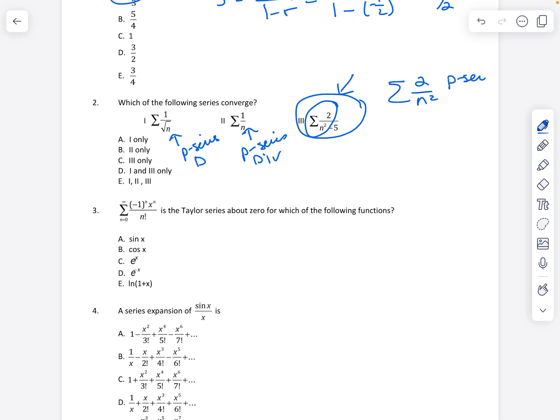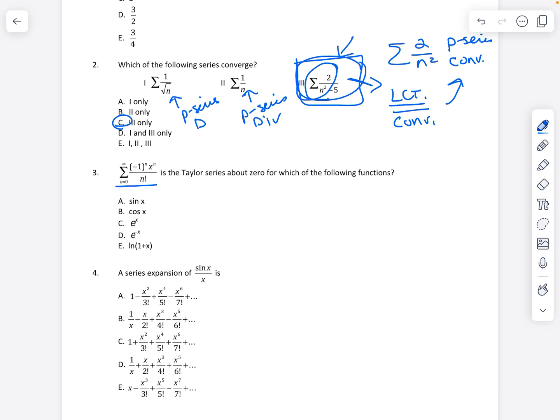that converges, and remember, using LCT, I know that whatever you compare it to, the entire series will do the same thing. So I can say the entire series, 2 over n squared minus 5, will also converge because what I compared it to also converges. So the only one that converges is going to be C, 3 only.